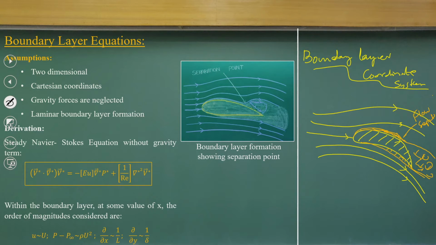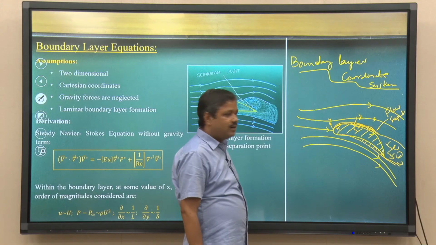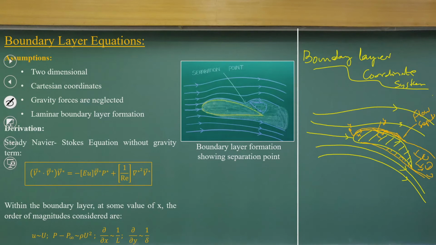But now, if you look at how the boundary layer coordinate system is defined, the basic idea is that you define the coordinate x along the curved surface, and perpendicular to that is y. Okay. So, anywhere I take x and y, they will be locally orthogonal, perpendicular to each other.